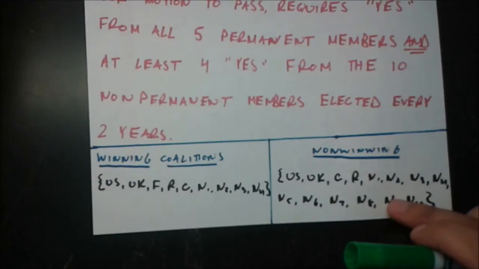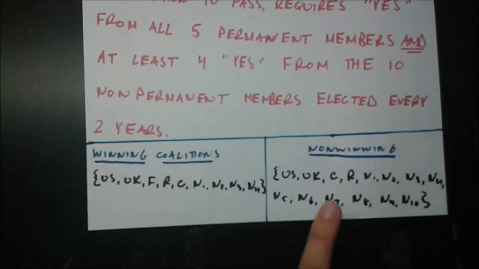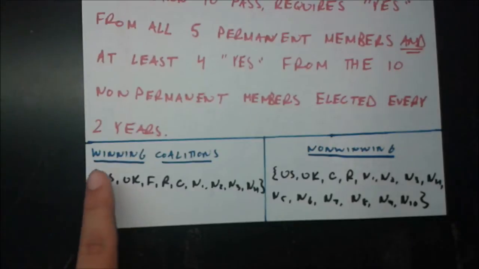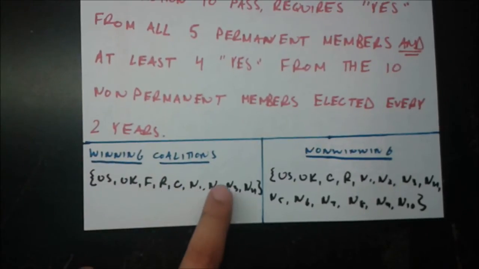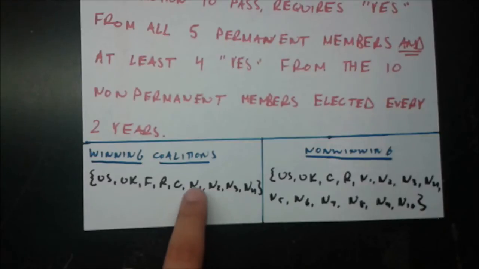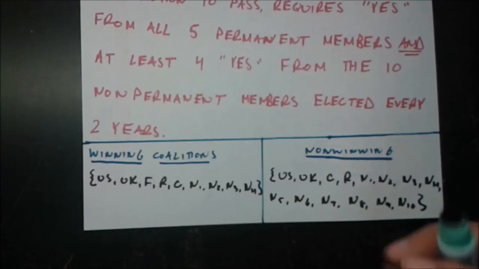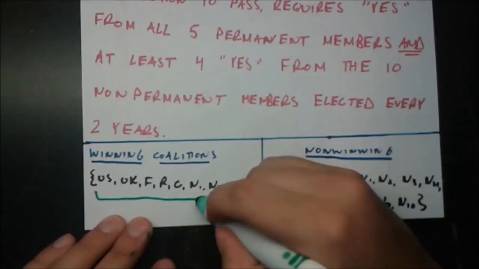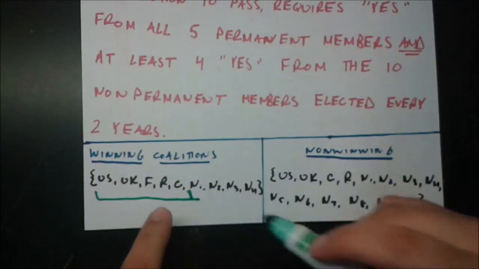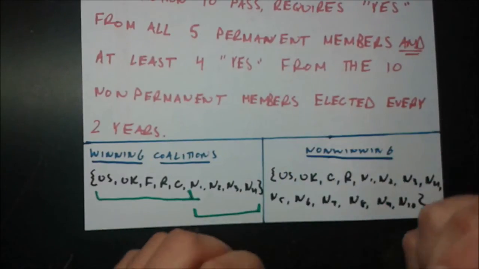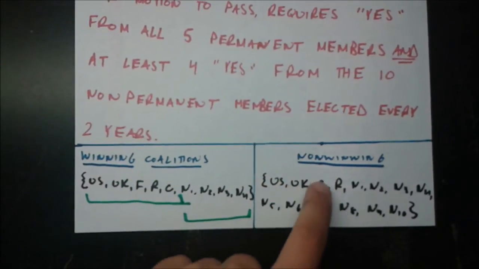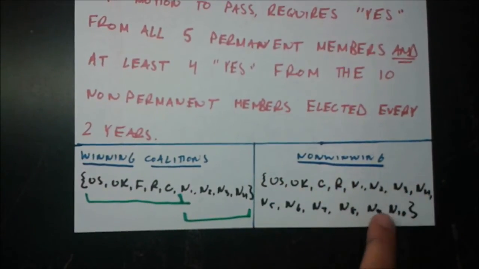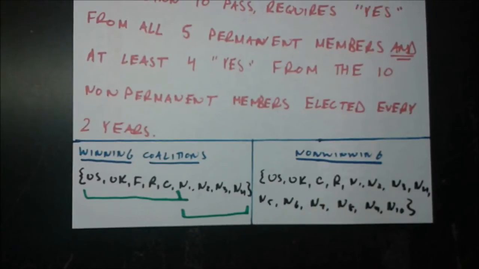For example, I've written just examples of a winning coalition and a non-winning coalition. Here's the winning coalition. We have US, UK, France, Russia, China, and then we have N1, N2, N3, and N4. So N stands for non-permanent. Notice we have all 5 of the permanent members right here, and in addition, we have 4 non-permanent members, so this works. But here's a non-winning coalition. This coalition has how many people in it? 1, 2, 3, 4, 5, 6, 7, 8, 9, 10, 11, 12, 13, 14. It has 14 of the 15 United Nations members.